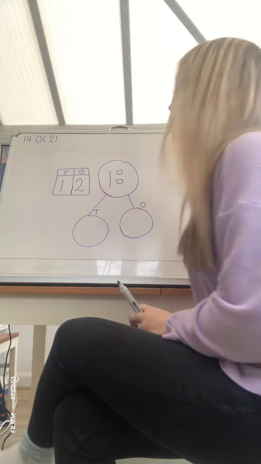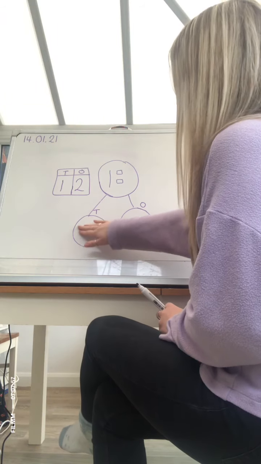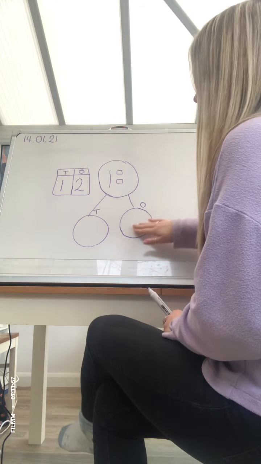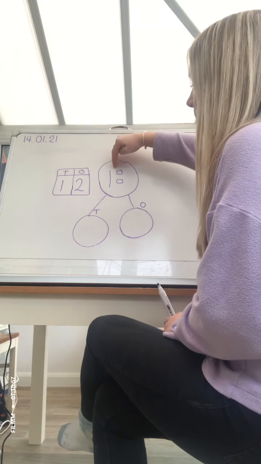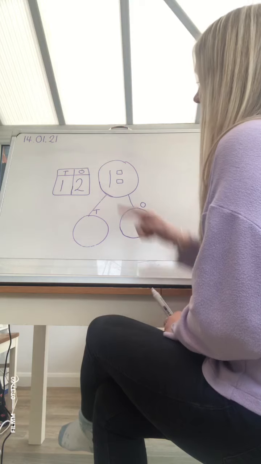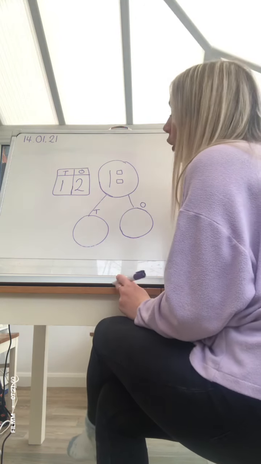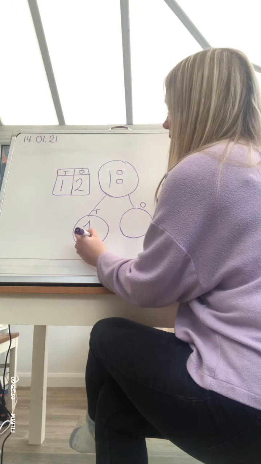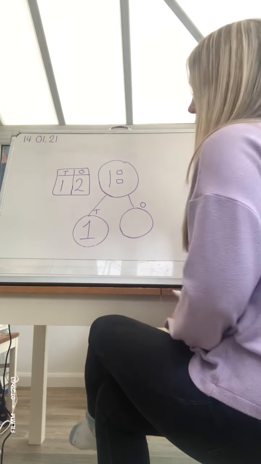Next, I want to partition the number. In this part, I want to identify and represent how many 10s there are in the number 12. And in this part, I want to represent and identify how many 1s are in the number 12. So let's look at the pictorial representation to help us. I can see that there is one 10 stick, which means that there is one group of 10. So I'm going to write the digit 1 to show and represent that there is one group of 10.